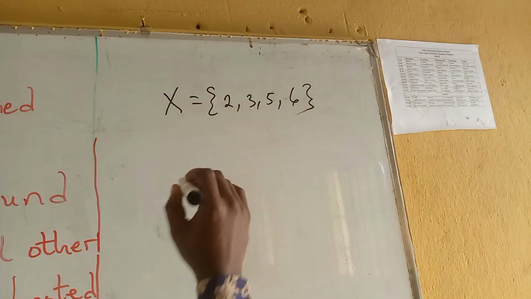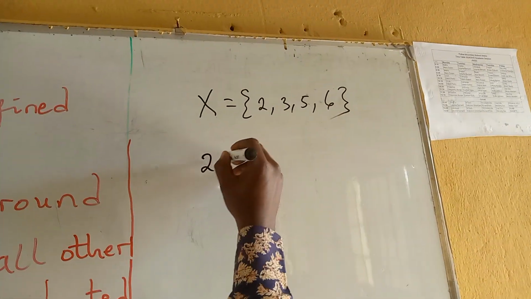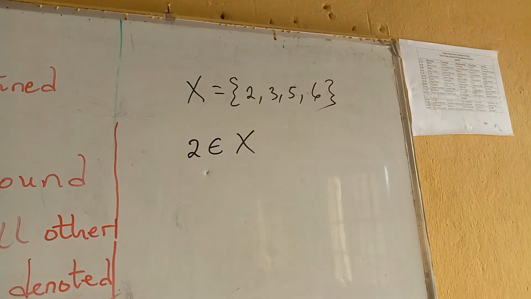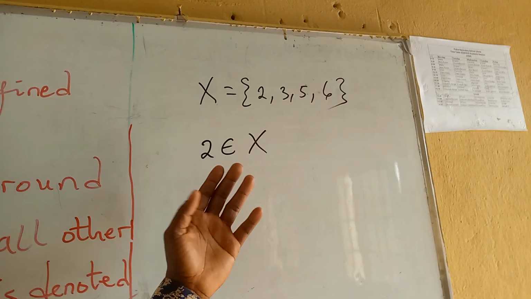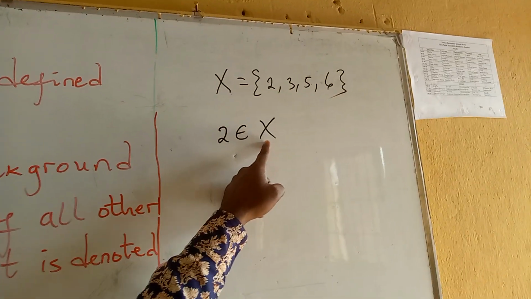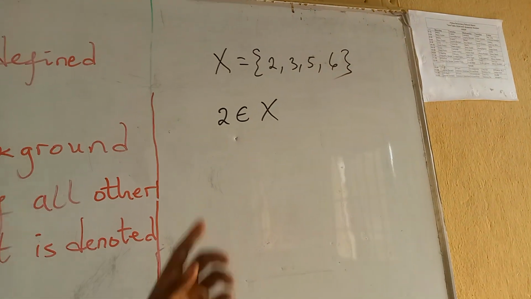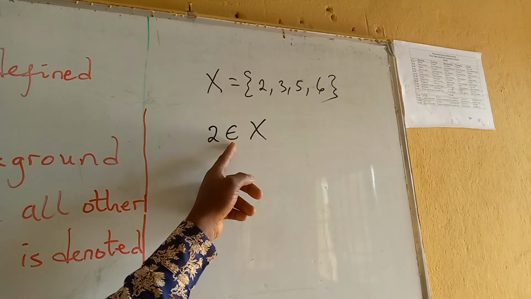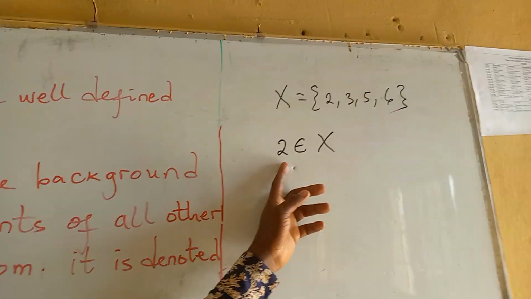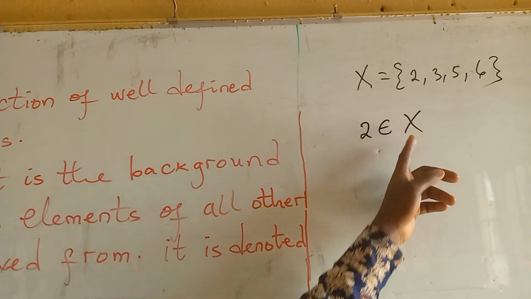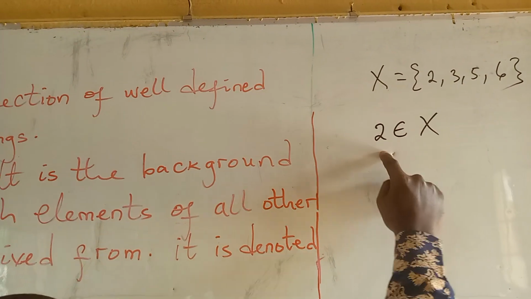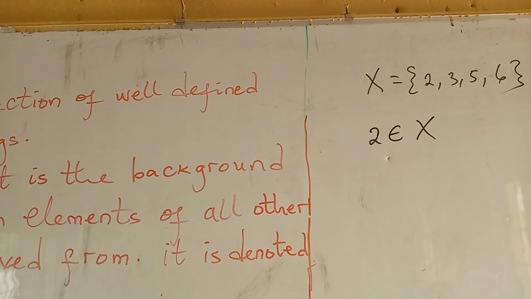So if an expression like this is given and you are asked to read it, how can you read this expression? This simply means 2 is an element of the set X. You can also read it like this: 2 is a member of the set X. You can also read it like this: 2 belongs to the set X. So those are the three different ways you can read this expression.